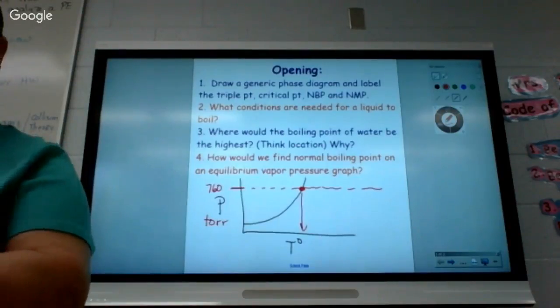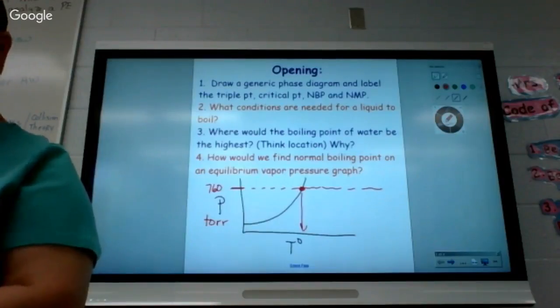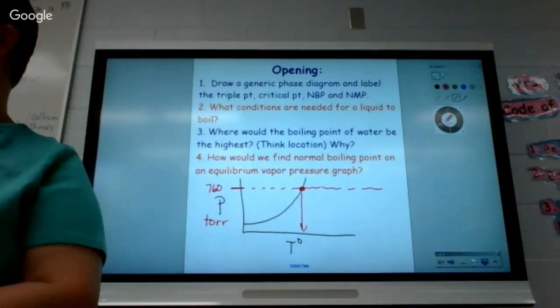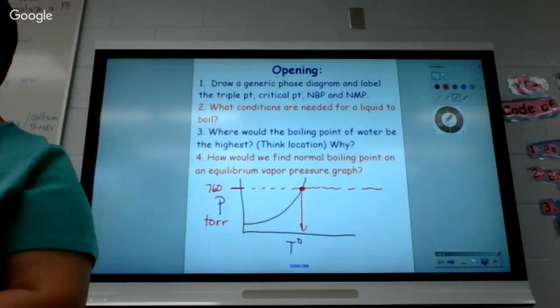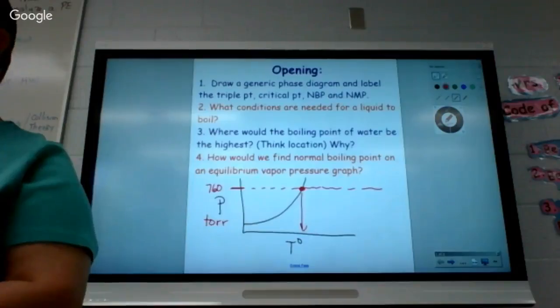24 is B. 25 is C. 26 is B. 27 is A. 28 is D. And 29 is A. Questions on any of those? Anybody have a question? Something you didn't understand? Want to ask about?